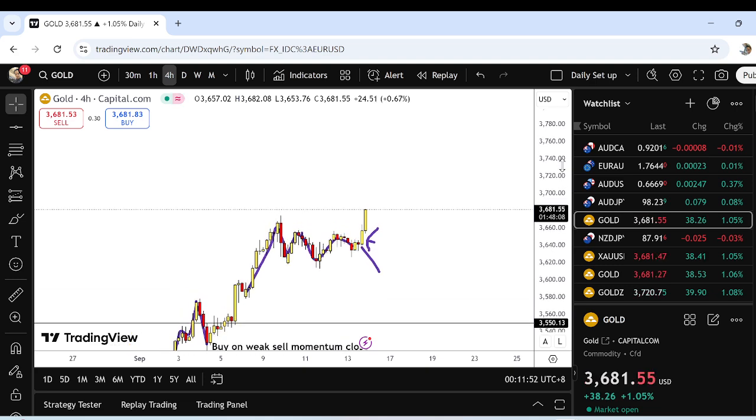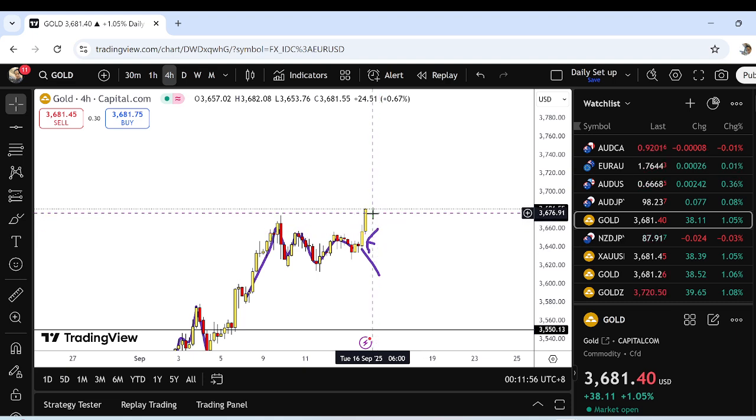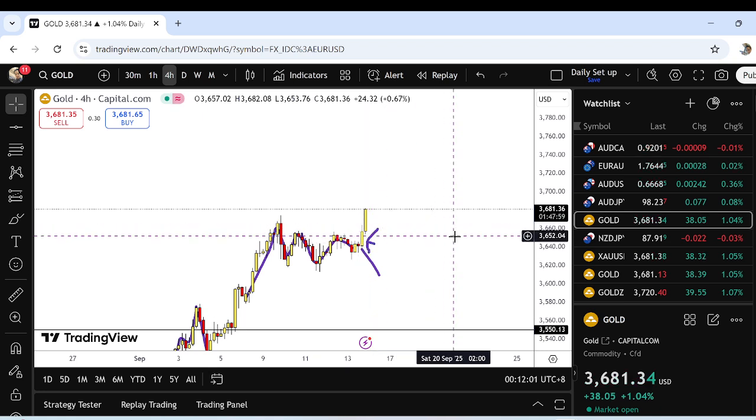So right now we are just waiting for a trending move towards the downside, then a pullback. Okay, once the pullback happens, then you can look for a long on gold.